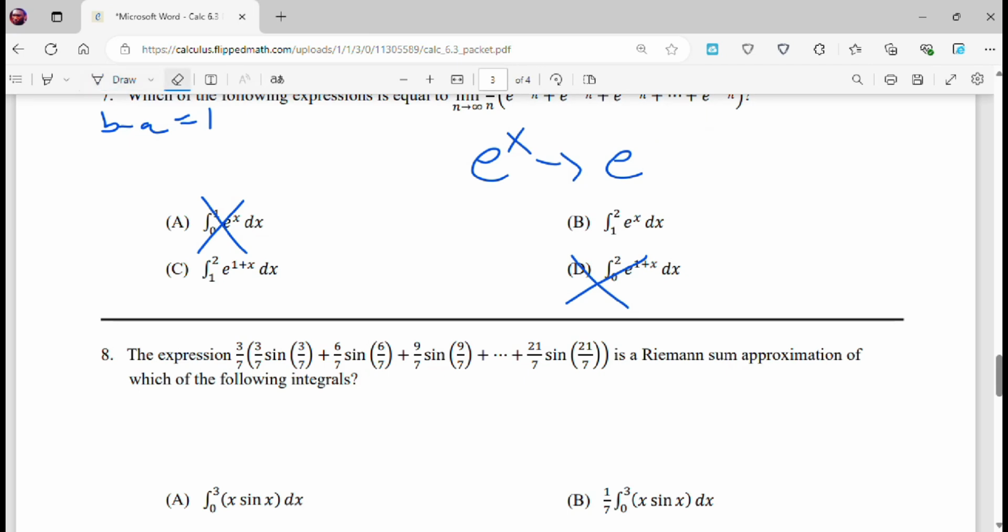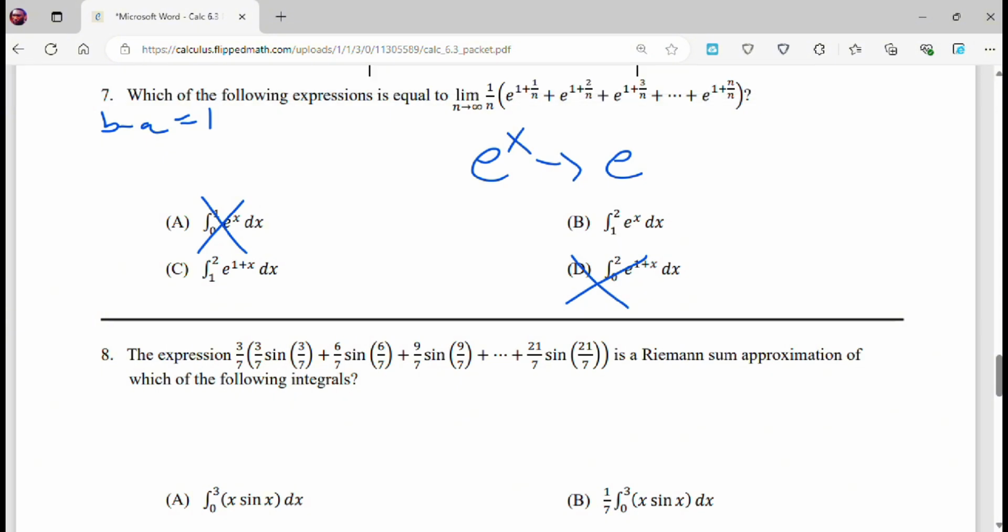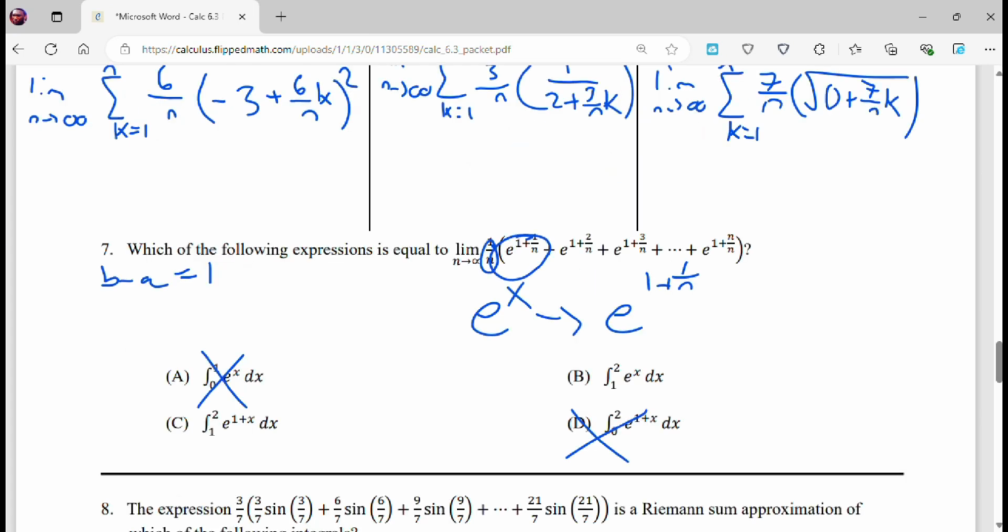Now, let's take B. What is our a for answer choice B? Our lower limit a is 1. So f of a plus b minus a over n, which is right here, 1 over n, plus 1 over n. Well, that matches with the first term that's given. That matches right here. And so this is our answer.